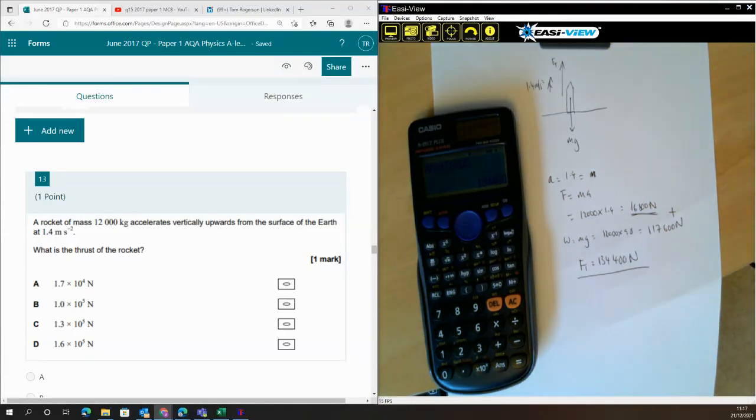Let's see, what have we got? Yeah, we've got that answer. And maybe I've got slightly more sig fig.